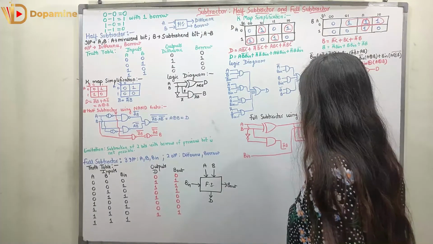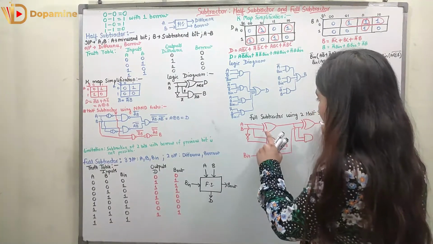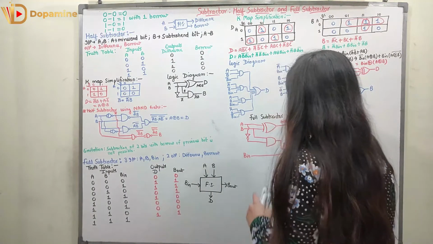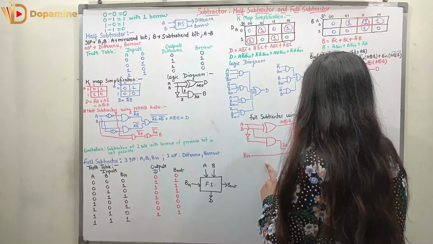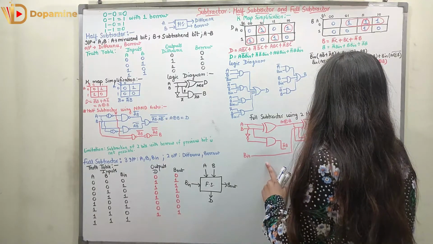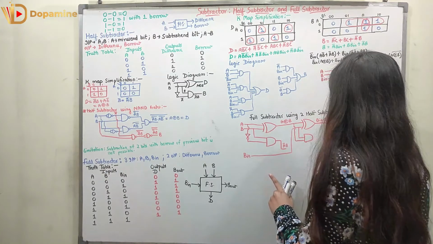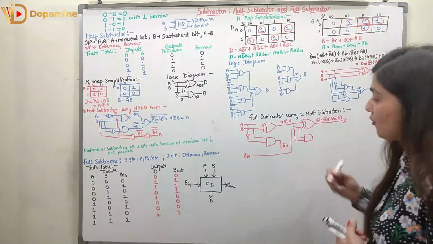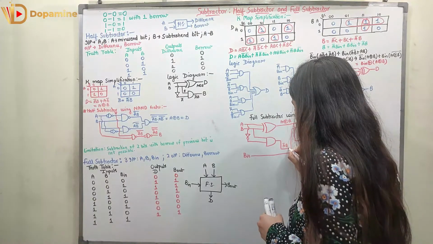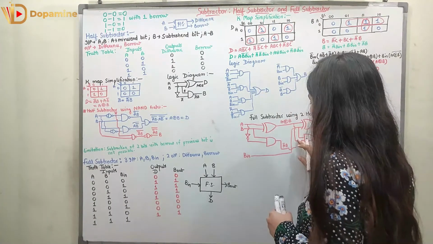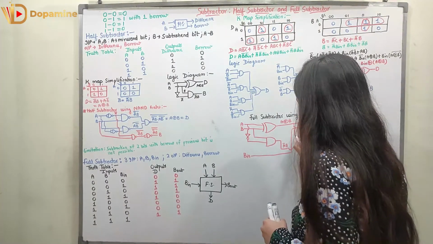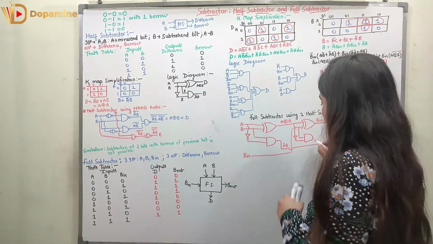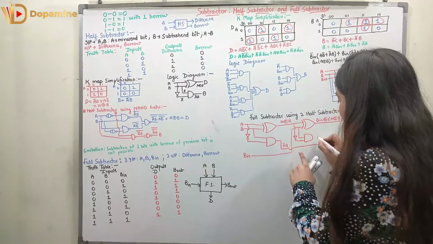right? So what am I getting over here? A XOR B, right? Now here I am getting B in XOR A XOR B, right? So this is my difference directly, right? Now here I have A bar B. What am I going to do? It is sent over here with the help of an inverter, right? So now here we have A bar B over here.